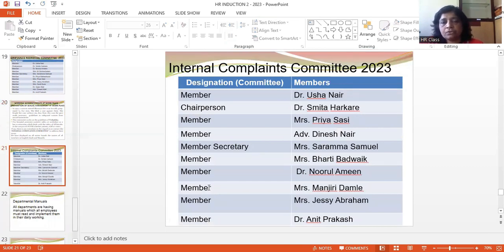The members are Dr. Usha Nair, Madam, Dr. Smita Harkare, Mrs. Priya Shashi, Advocate Dinesh Nair, Mrs. Sarama Samuel, Mrs. Bharti Vadvai, Dr. Nurul Amin, Mrs. Manjari Damle, Mrs. Jessie Abraham, and Dr. Anit Prakash. You can approach any of these members if you have any problem faced, as I've mentioned earlier.